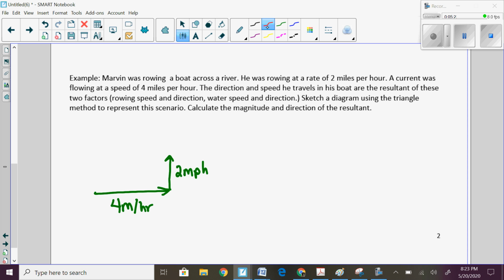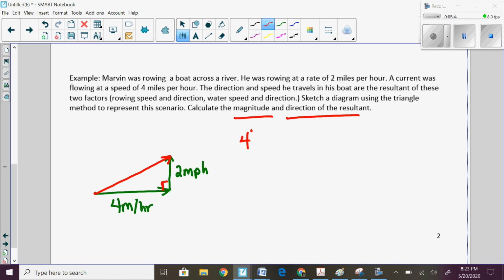And what's actually going to happen is Marvin's going to be floating like this. Okay, we can figure out two things about this. We can figure out the magnitude and we can figure out the direction. Okay, first of all, for magnitude, what's nice is this is a right angle. So we can use our Pythagorean theorem.